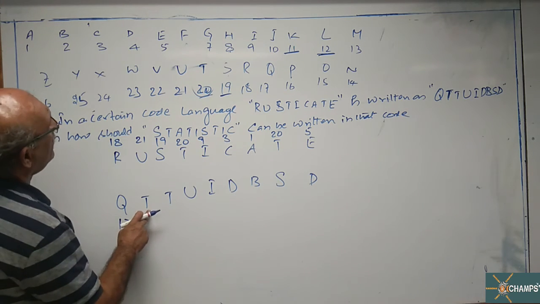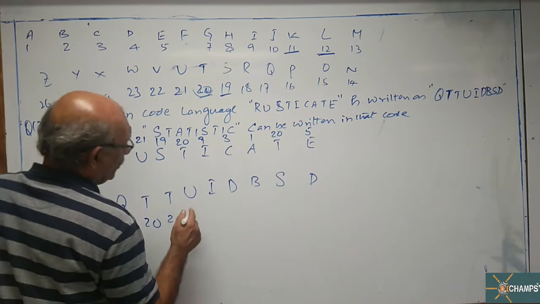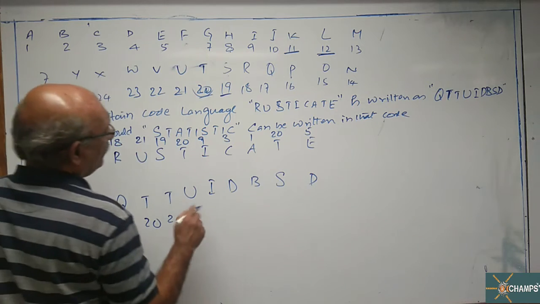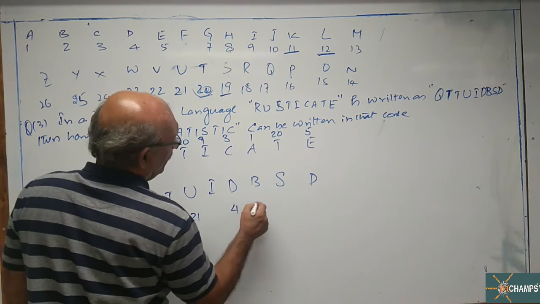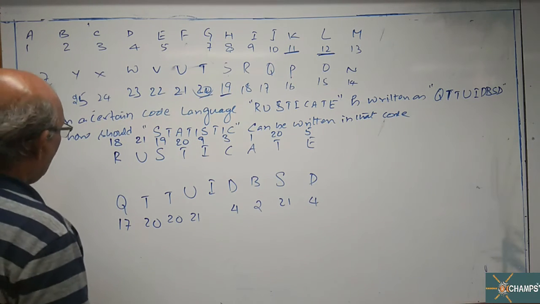Q is equal to 17. T is equal to 20. Again T is equal to 20. U is equal to 21. I is 8. D is 4. B is 2. S is 21. D is 4. Now look at this, sir.